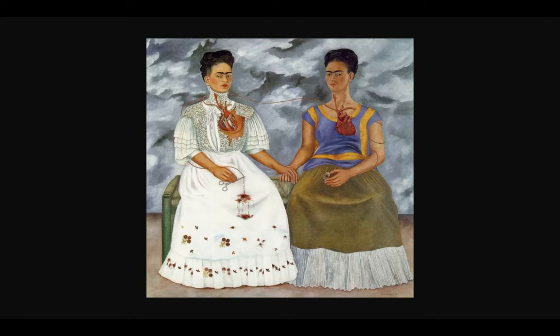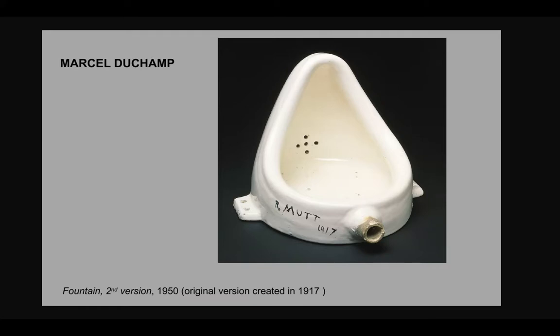Now we will look at the work of surrealist artists, and among them we will look at Frida Kahlo. Why two Fridas? Why is she bleeding to death? Why two hearts? And we will look at the work of Marcel Duchamp.